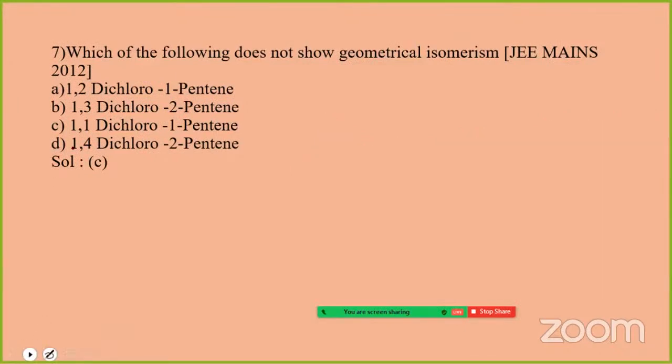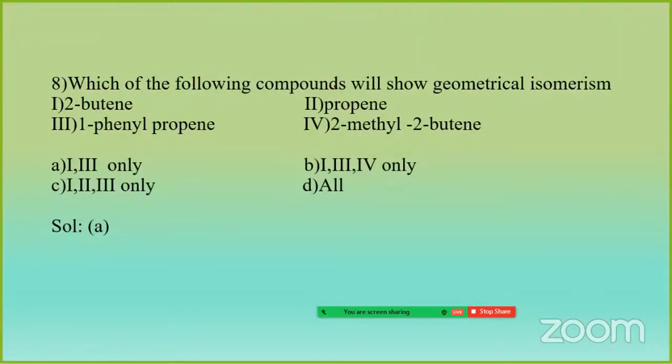The next question: which of the following compounds will show geometrical isomerism? Here 2-butene can show geometrical isomerism because we have an equal number of carbons on either side of the double bond. On the second carbon and on the first carbon, we each have 1 methyl group, so easily we can rotate with the hydrogens. So the first compound, 2-butene, will show geometrical isomerism.